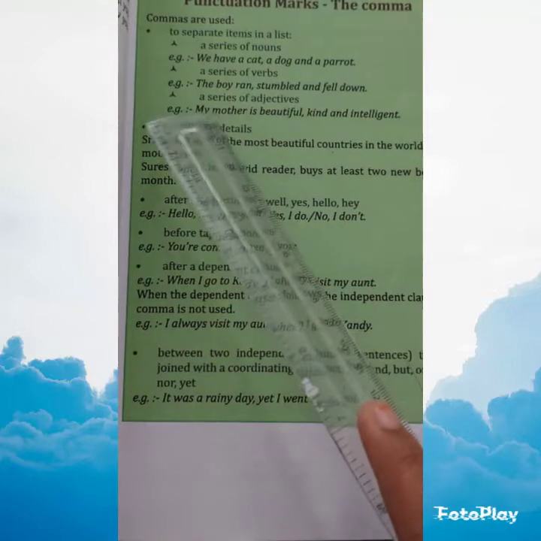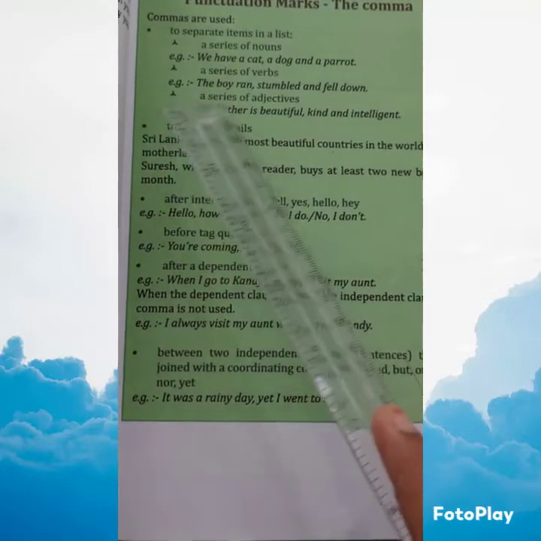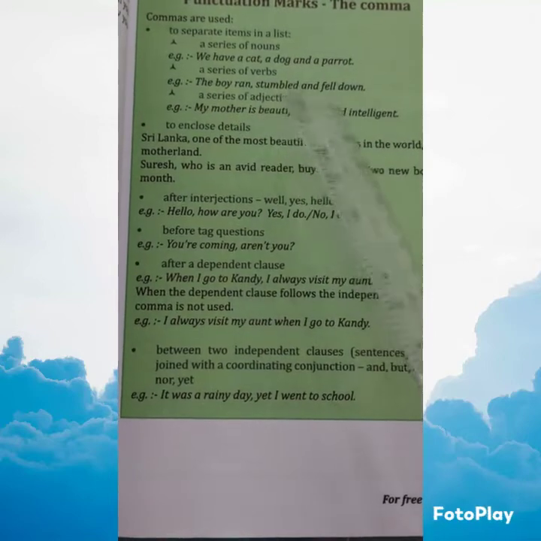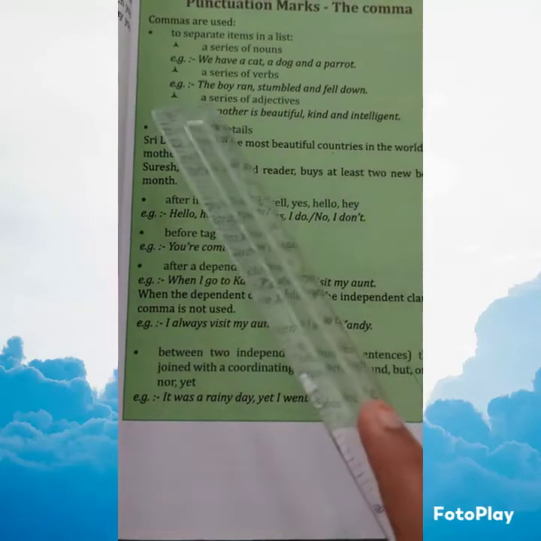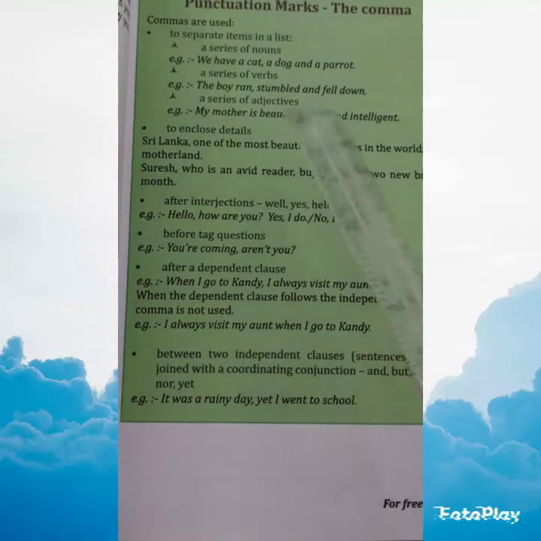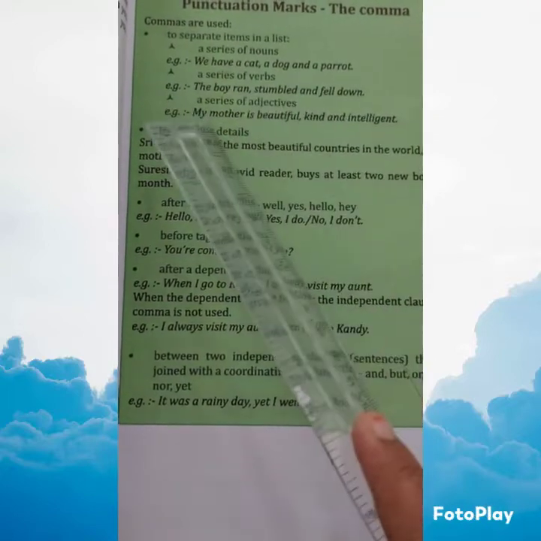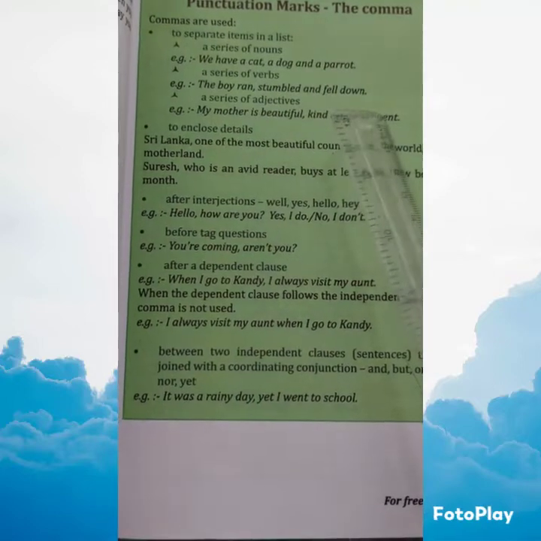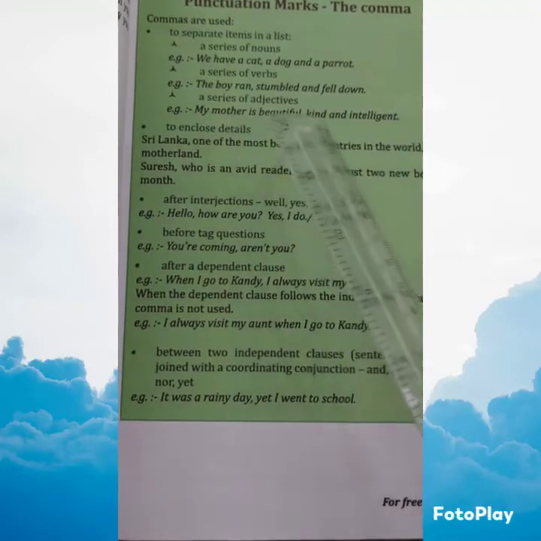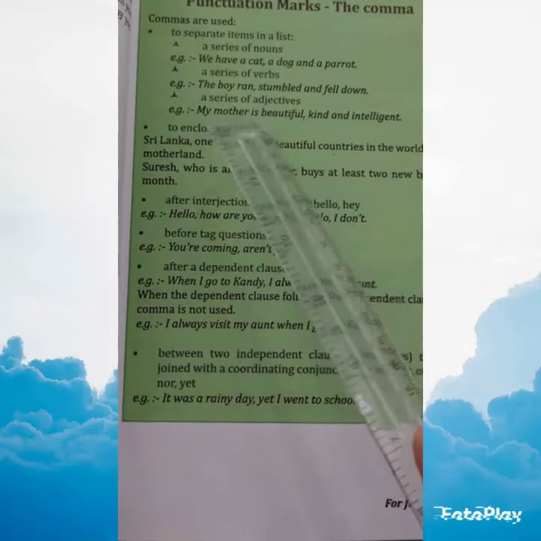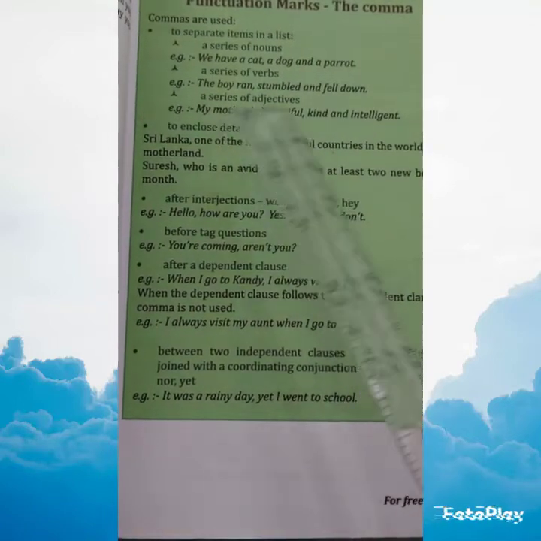And look at the third sentence. My mother is beautiful, kind and intelligent. Here you can see some adjectives in this sentence. Here they have given you a series of adjectives. What are the adjectives given here? Beautiful, kind, intelligent. There are three adjectives. We have used a comma to separate the first two adjectives.